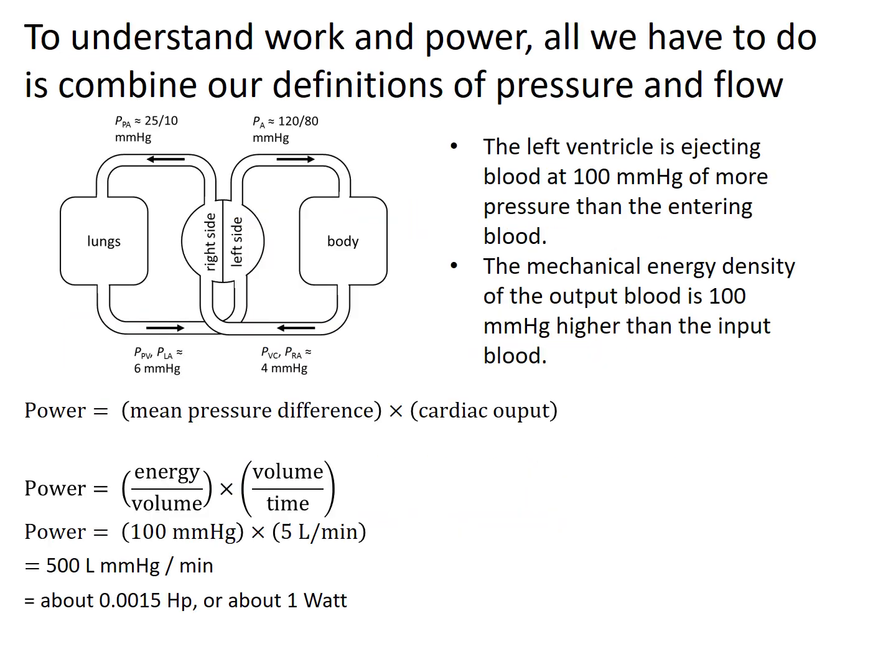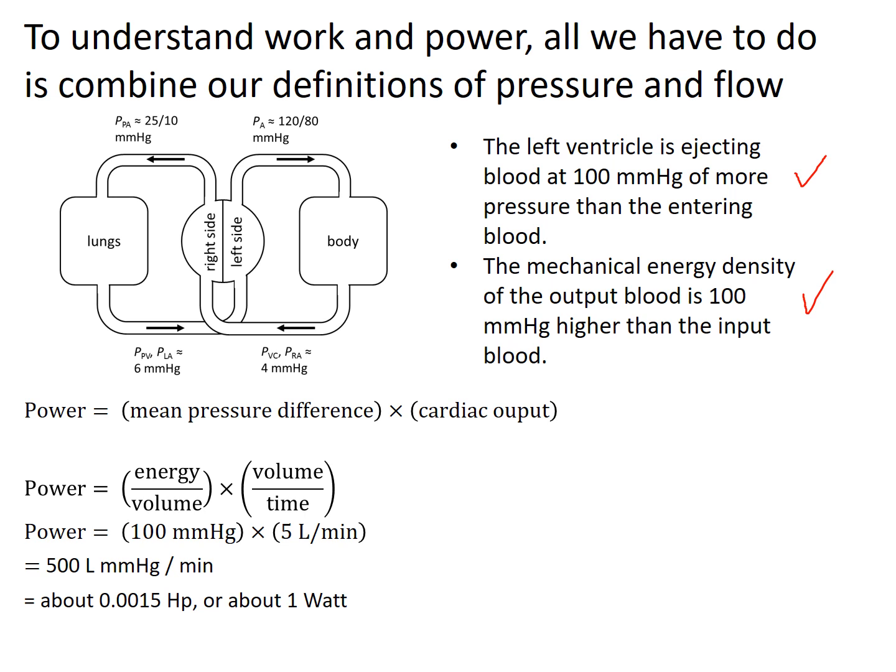So to understand work and power, all we have to do is combine our definitions of pressure and flow. Let's say, as an example, the left ventricle is ejecting blood at an average of 100 millimeters of mercury more pressure than the entering blood. So remember, we can think of pressure as an energy density. That means that the mechanical energy density of the output blood is 100 millimeters of mercury higher than the input blood. Okay, so the mechanical energy density of the blood is increased by 100 millimeters of mercury.